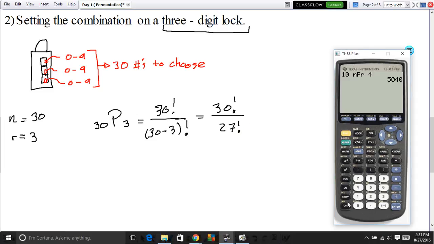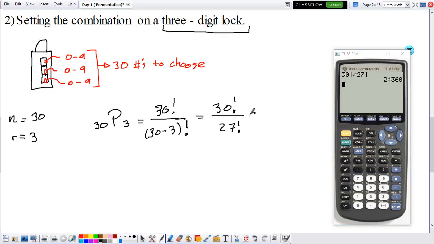So if we put it on our calculator here, we will have 30 factorial divided by 27 factorial, and that is equal to 24,360. So there's 24,360 ways which you can try to unlock this three-digit lock.